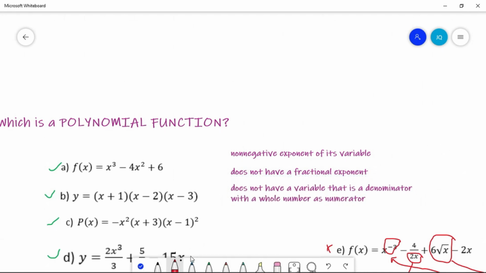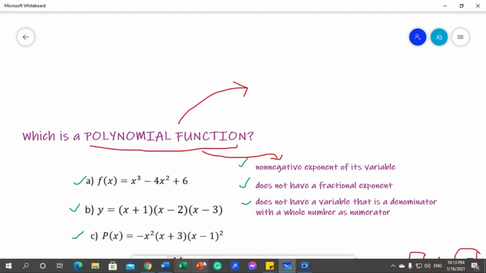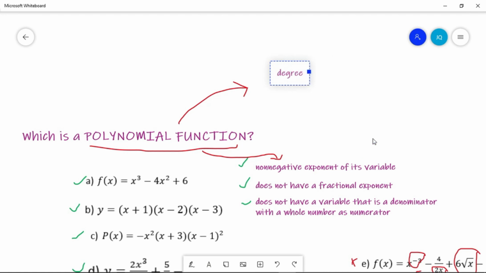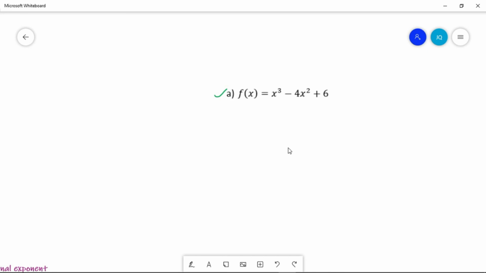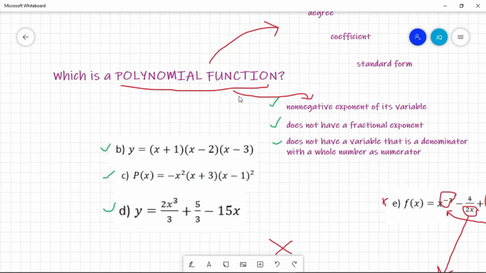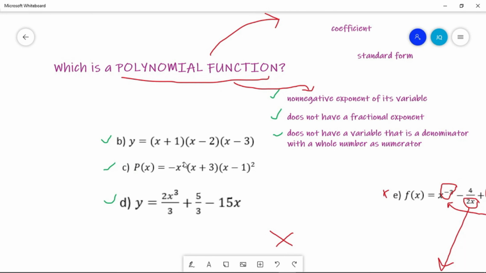Okay, so these are the signs of a polynomial function. And aside from that, a polynomial function has what we call degree, coefficient, and standard form. So what do we mean by degree, coefficient, and standard form? So let's take letter A as an example. Okay, by the way, how to write a polynomial function? So you can have f of x, or you can have y or p of x is equals to, and so on and so forth.